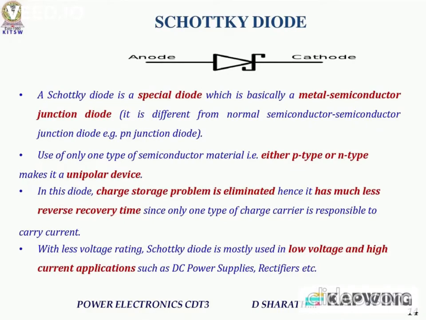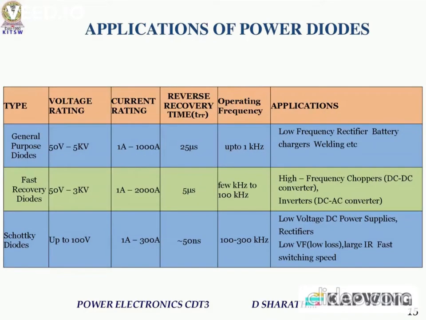Coming to the Schottky diode, this is the symbol of the Schottky diode. It is a special diode which is basically a metal semiconductor diode. They have only one type of semiconductor used, so they are, as the name itself suggests, unipolar devices. It is used for low voltage and high current applications. It has a much lower reverse recovery time, and in this the charge storage problem is completely eliminated.